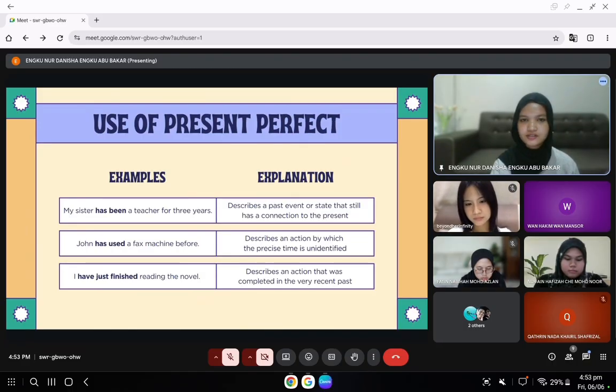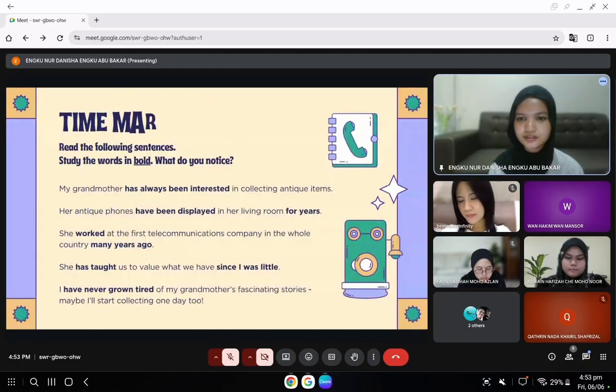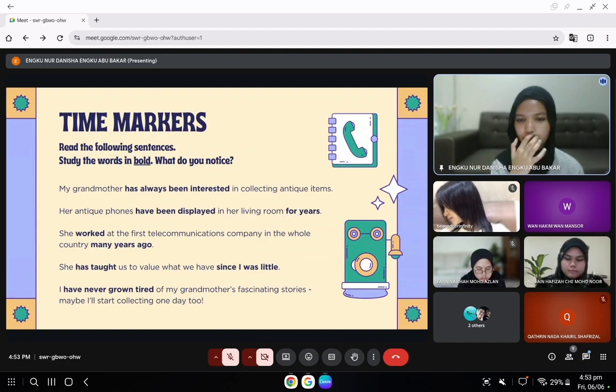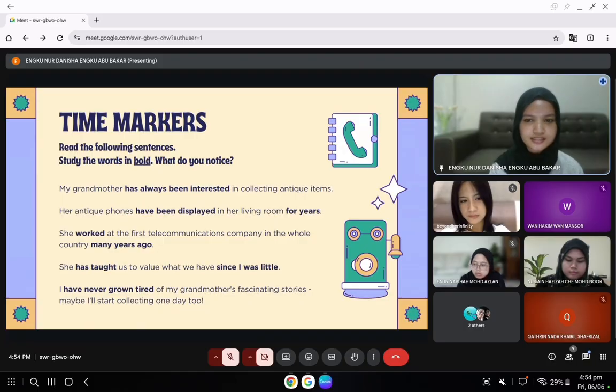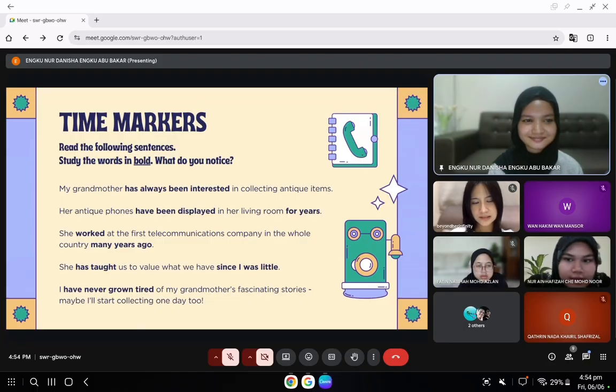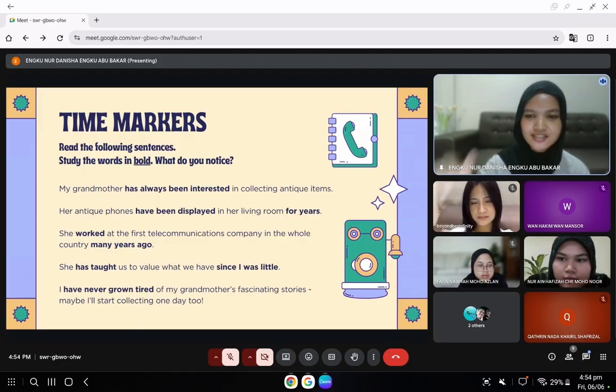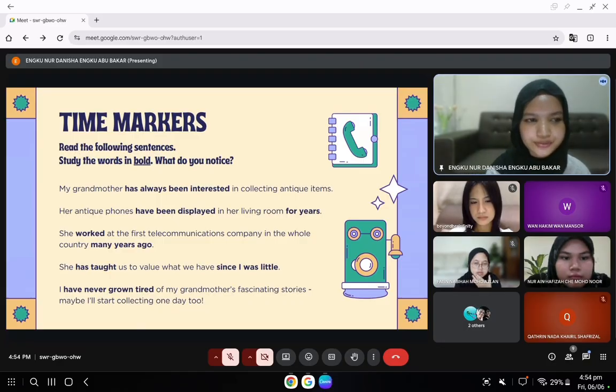Okay. So far, does anyone have any question? No. Okay, that's good. So, can someone read the following sentences for me? Yes, I can. Okay. So you have to focus. After you have read the sentence, you have to focus on the words in bold and tell me what you notice about those words.